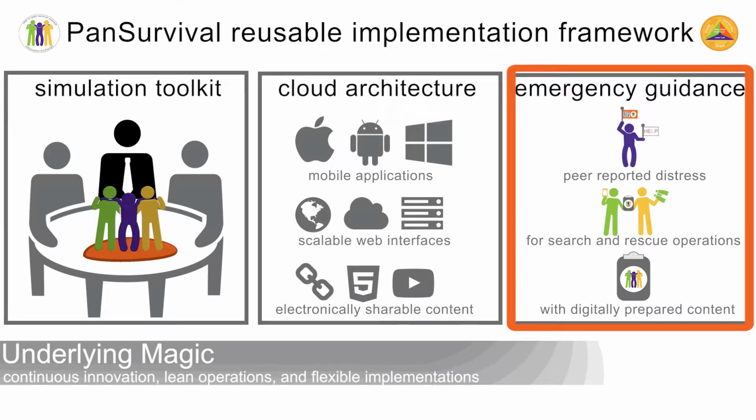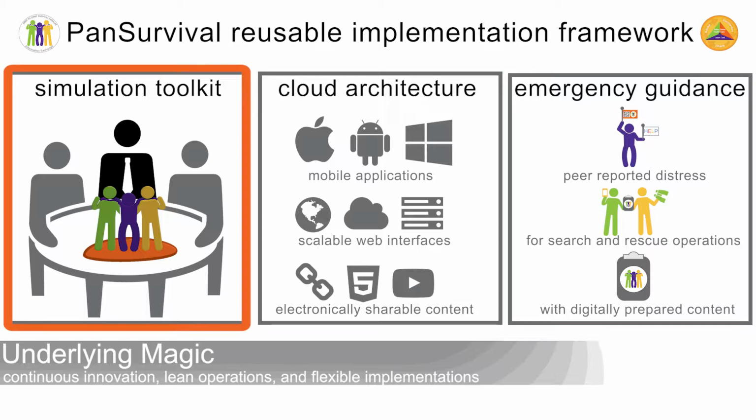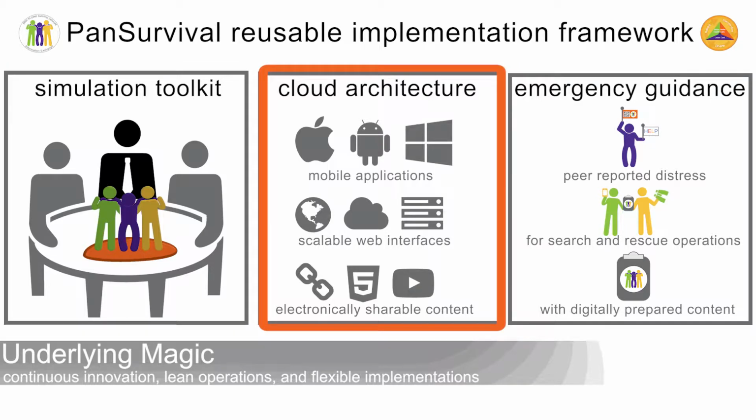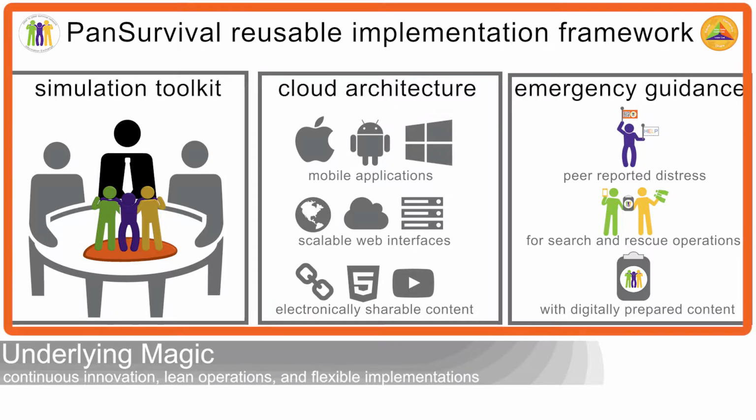Three things that make PanSurvival effective for assisting people in distress are its simulation toolkit for continuous innovation, cloud architecture for lean operations, and reusable framework for flexible implementation.